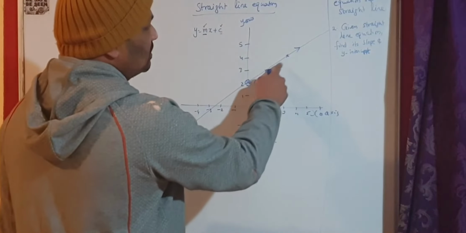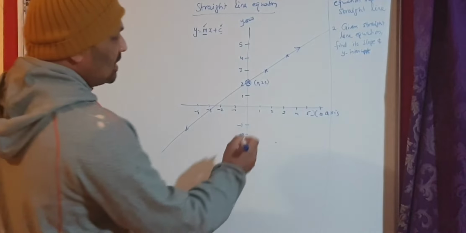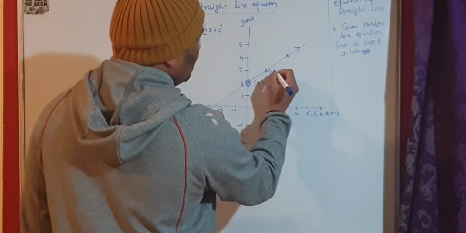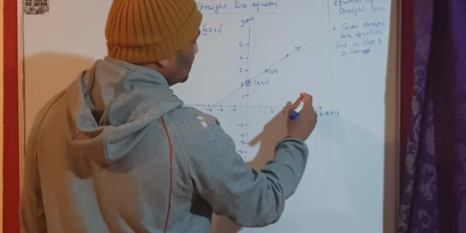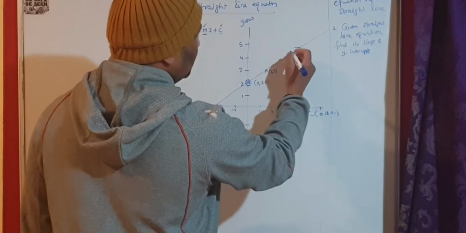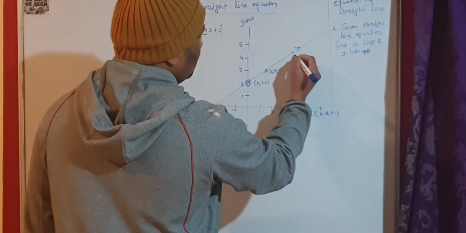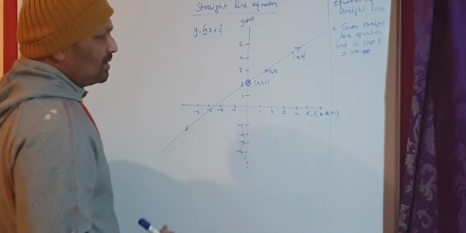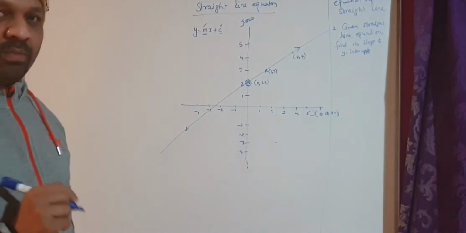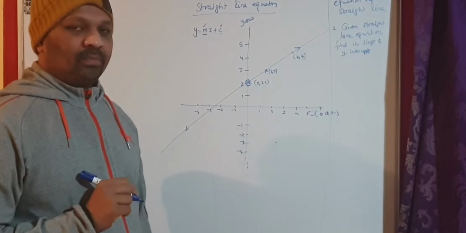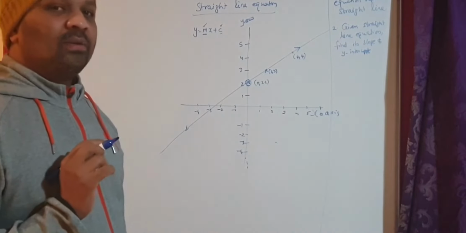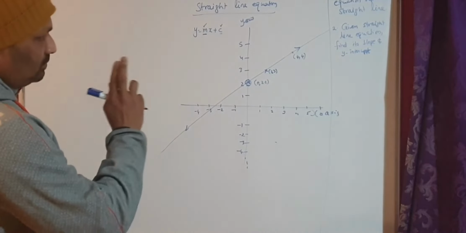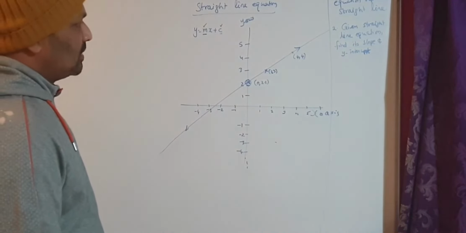Say for example the two points given on the straight line are 2, 3 and 4, 4. So I've given you two points on the straight line, but I ask you to find the equation of that straight line. If two points are given, here is the procedure.